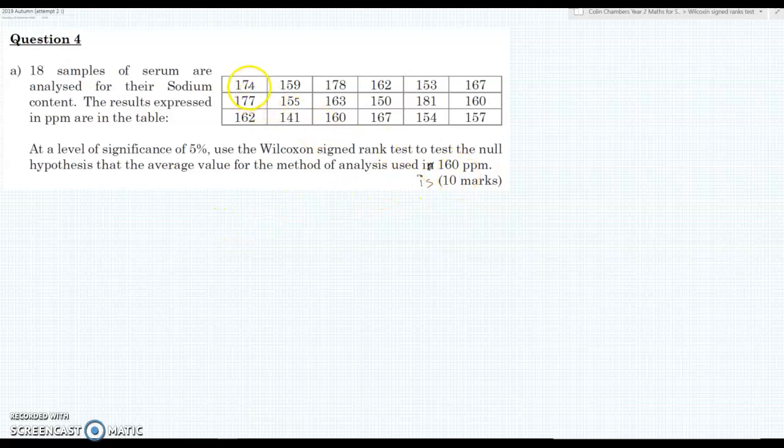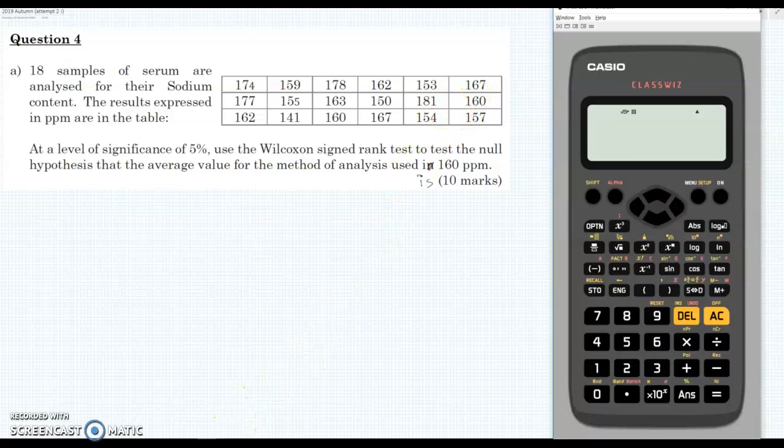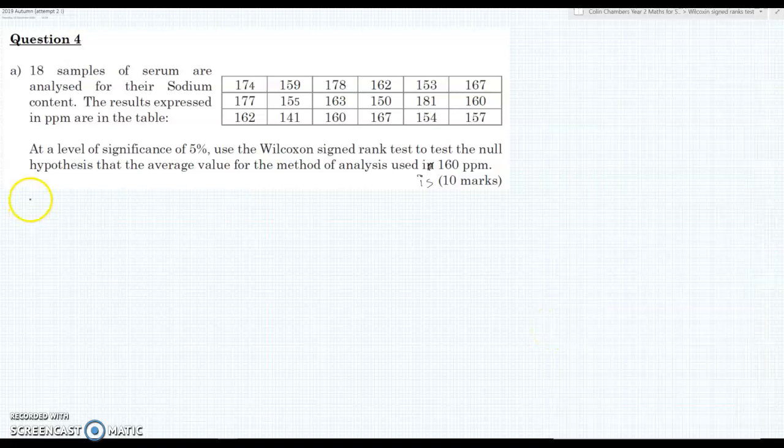So the first thing we're going to do is subtract 160 from each of the 18 values. Say we take the first value, 174. What I'm going to do is store 160 into the calculator, into variable A, to make life easy and more mechanical about it. So 174 subtract shift recall A equals 14. So that's our first difference, 14.